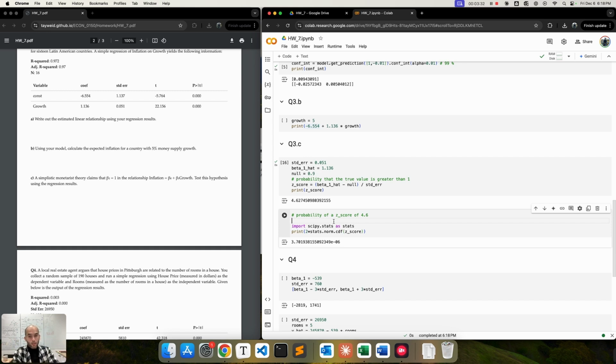Which is essentially, how likely are we to be more than 4.6 standard deviations away? And we know this is going to be very unlikely because 4 standard deviations away is much further away than our 3 standard deviations, which would give us a 99% level of confidence. So we should expect something very small.